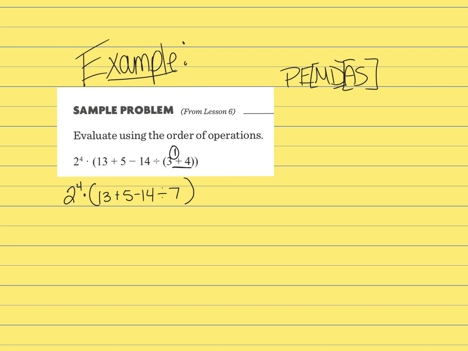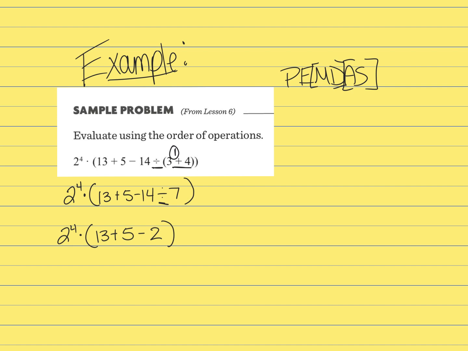So the next step in the parentheses would be to check: are there any exponents within the parentheses? Nope. Is there any multiplication or division? Oh yeah, there's division right here. So we're going to do 14 divided by 7. Well, guess what? We have to rewrite the problem again. Minus, 14 divided by 7 is 2. And we're going to go step by step just like this.